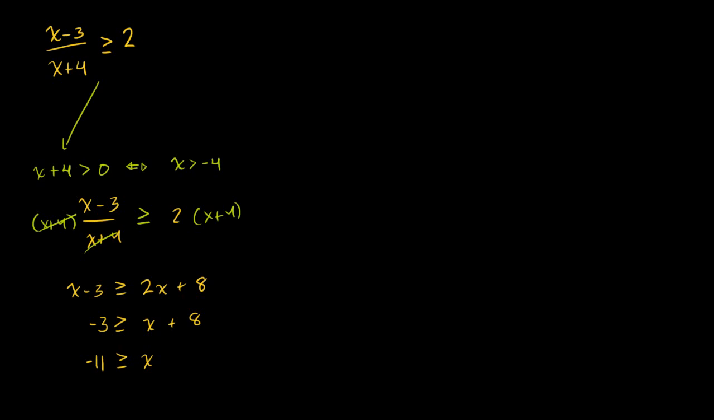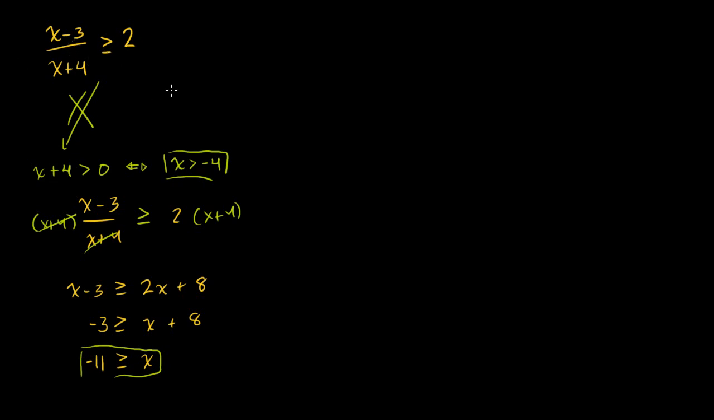Now that seems a little bit nonsensical, right? In order for this statement to be true, x has to be both greater than -4 and it has to be less than -11. Anything greater than -4 is going to be greater than -11. So there's no x that satisfies this inequality. If we assume that x + 4 is greater than 0, we just end up with a nonsensical solution. So we can actually ignore that path. There's no situation in which x + 4 is greater than 0 and we actually have a solution to this inequality.